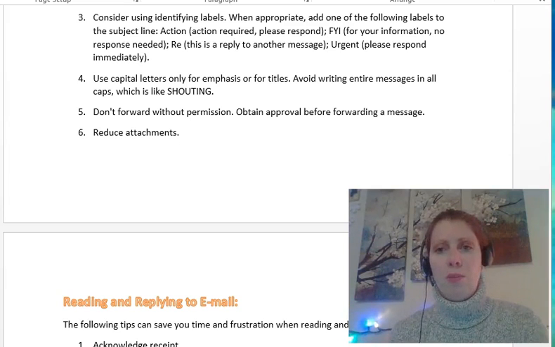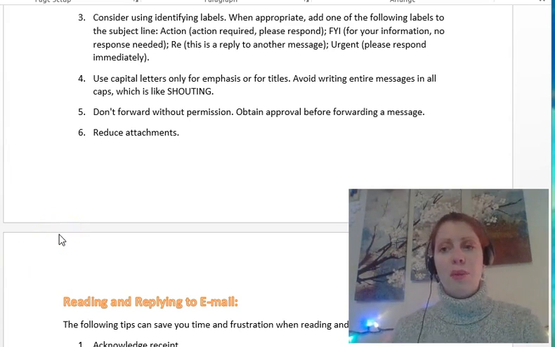Don't forward things without permission. If you're receiving an email from somebody and it wasn't automatically sent to other people that you think should have seen the message, ask before you send it.